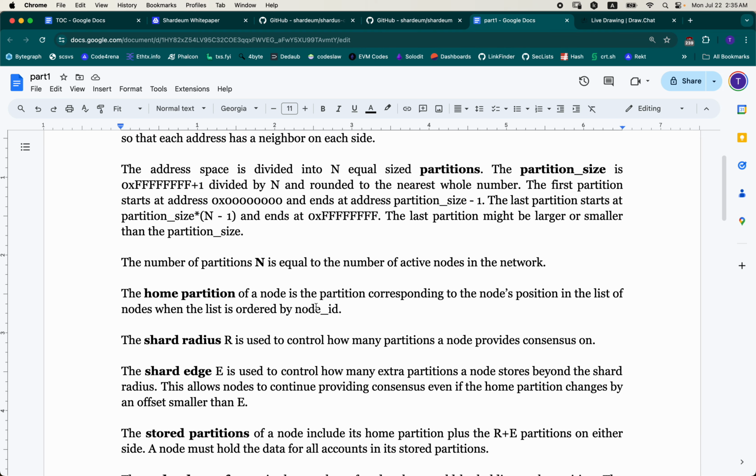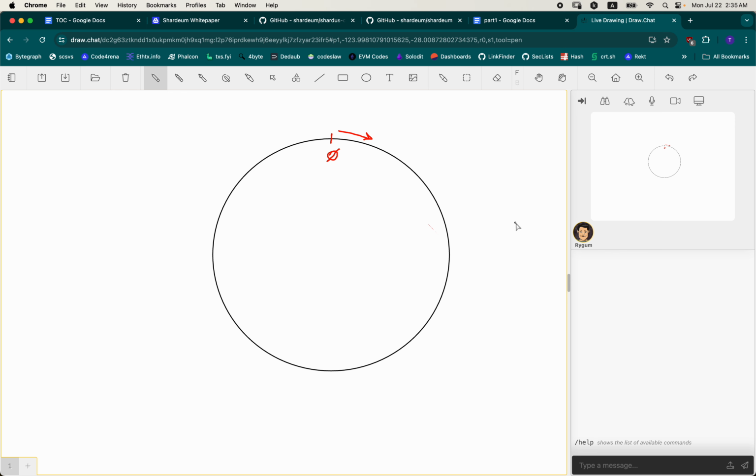The home partition of the node is the partition corresponding to the node's position in the list of nodes when the list is ordered by node ID. When the node connects to the network, we'll talk about this later, first it goes to the standby state and then it is randomly selected by the network. When it's selected, it starts the syncing process. After it's synced, it becomes active and starts executing transactions.